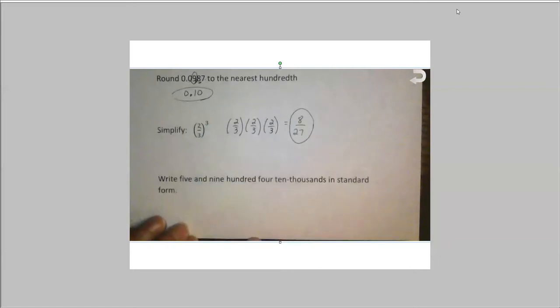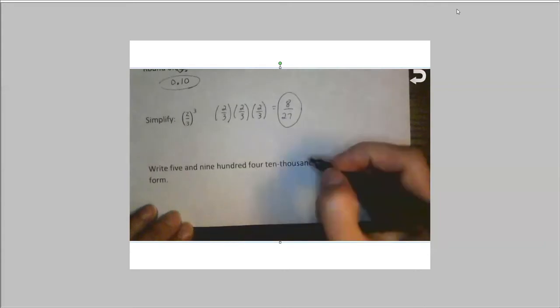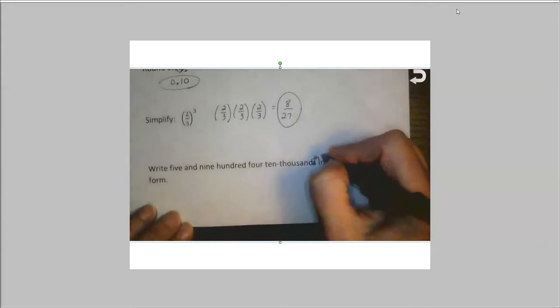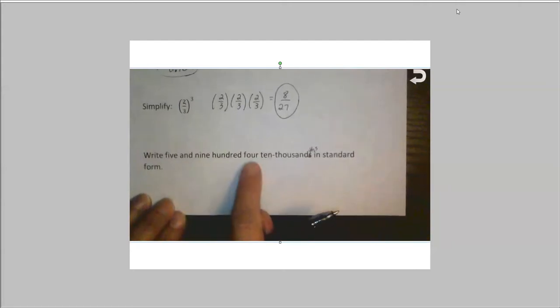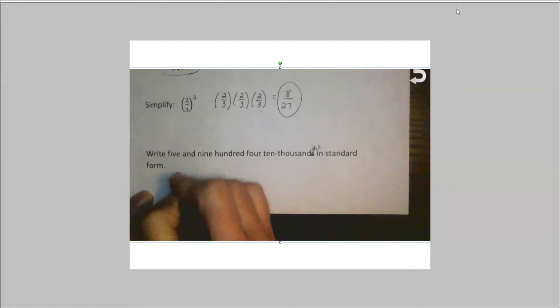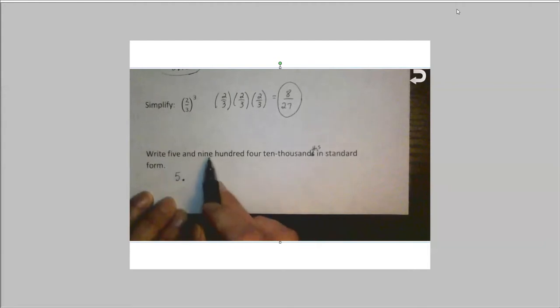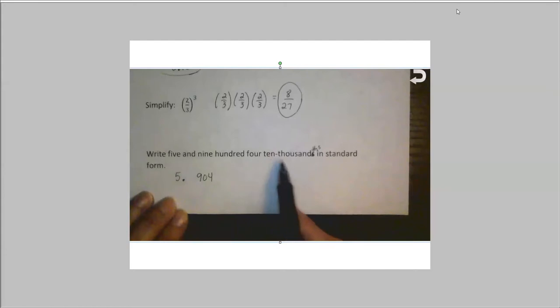And then final one, I think I got a typo here. I think that's meant to be thousandths. Okay. So write 5 and 904 ten-thousandths in standard form. So first of all, I see that word and. Remember, that separates my whole part from my decimal part. So I've got 904, but it's got to go out to the 10,000ths spot.